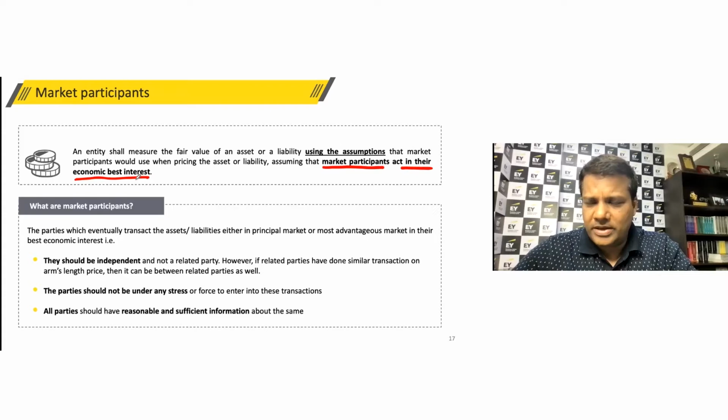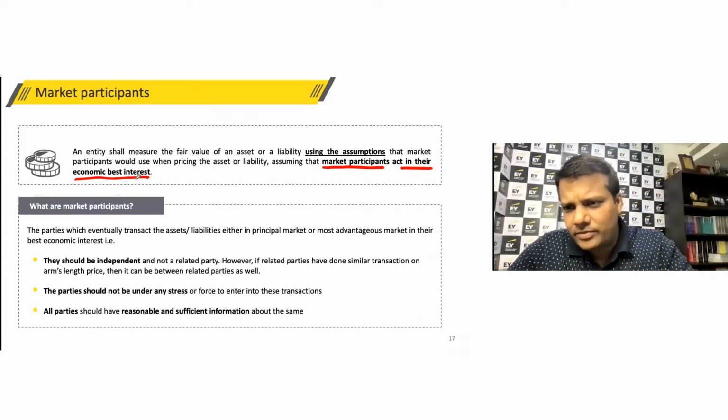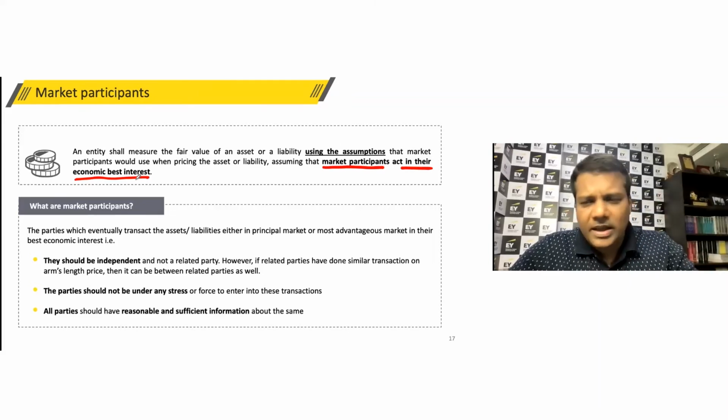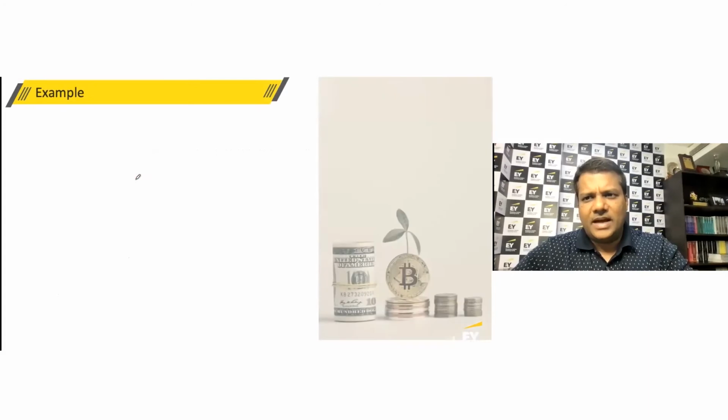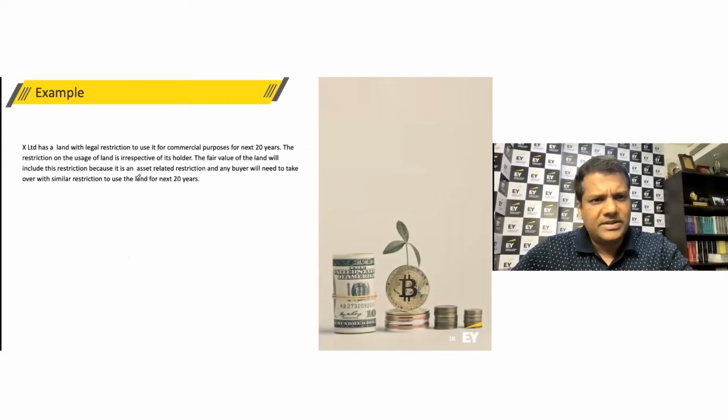That is what a market participant is. So we talked about market participants, principal market and most advantageous market, unit of account, and entity specific restriction or a security specific restriction. And of course we talked about the definition. So we've talked about a number of things at a principal level with some examples. Let's try and understand this market participant business or the restriction with the help of an example.